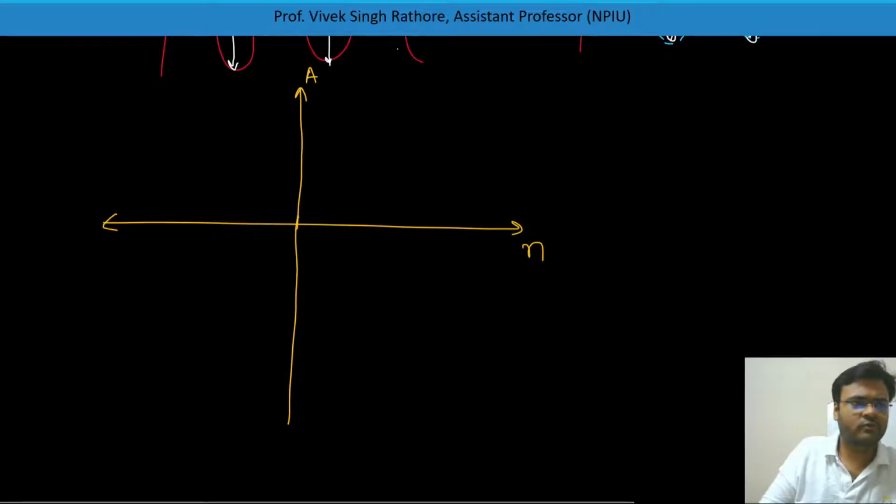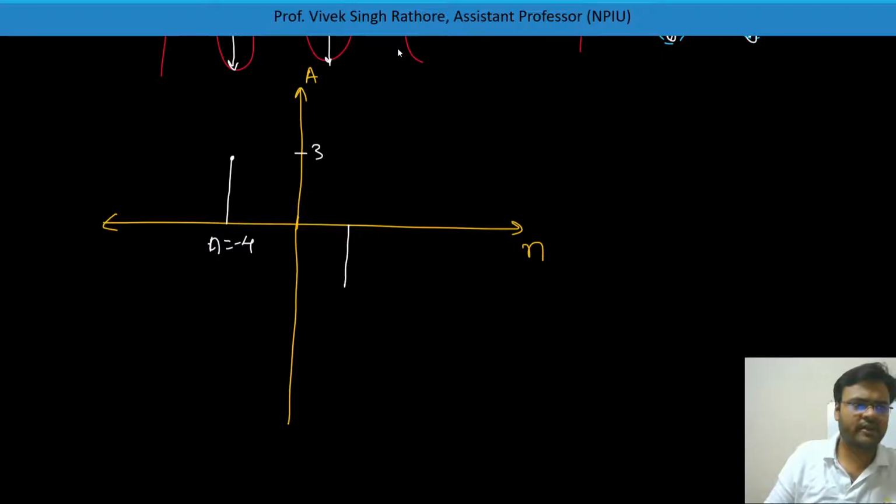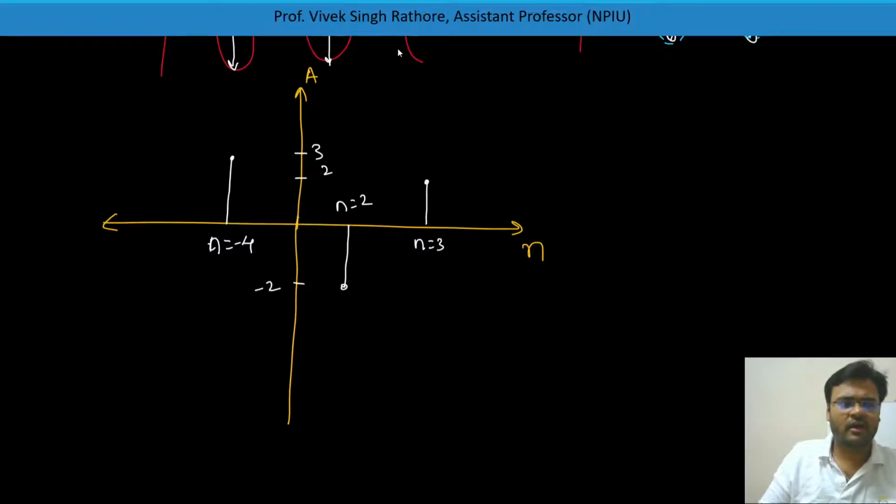Let's suppose a question is given where some value is defined at n is equal to -4, and this value is 3. One value is there at n is equal to 2, and the value is -2, and some value is defined at n is equal to 3 also, and maybe it is 2. So let's see how we can write it down.